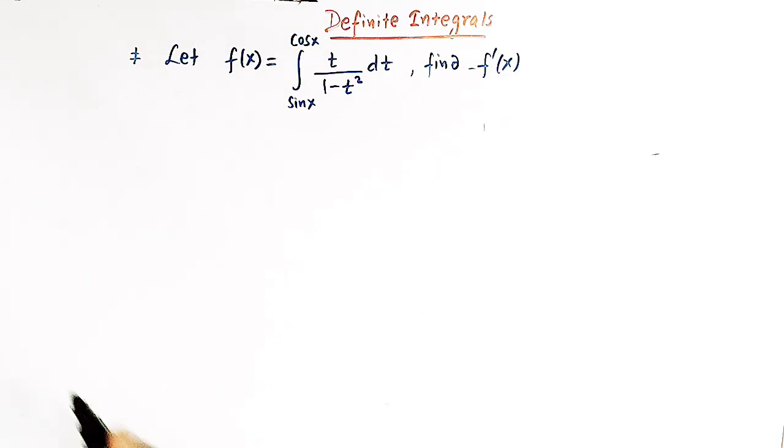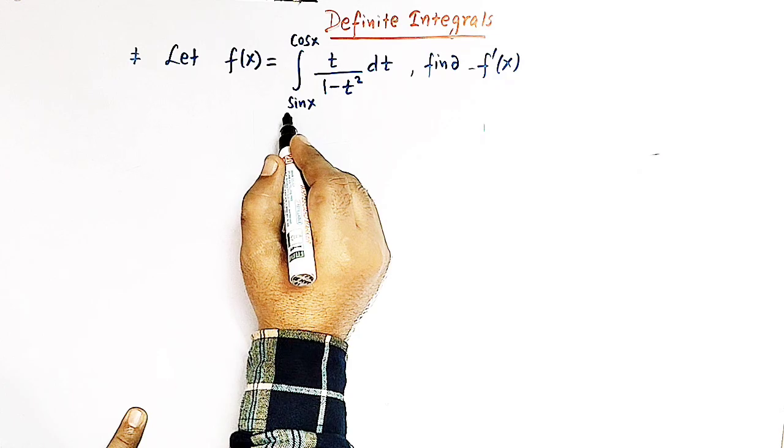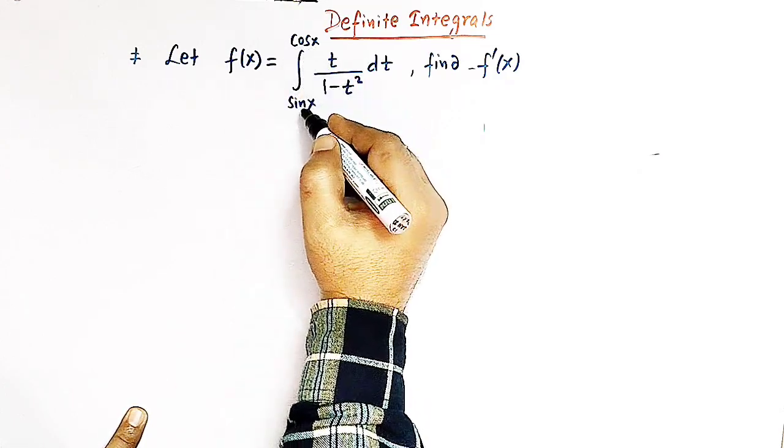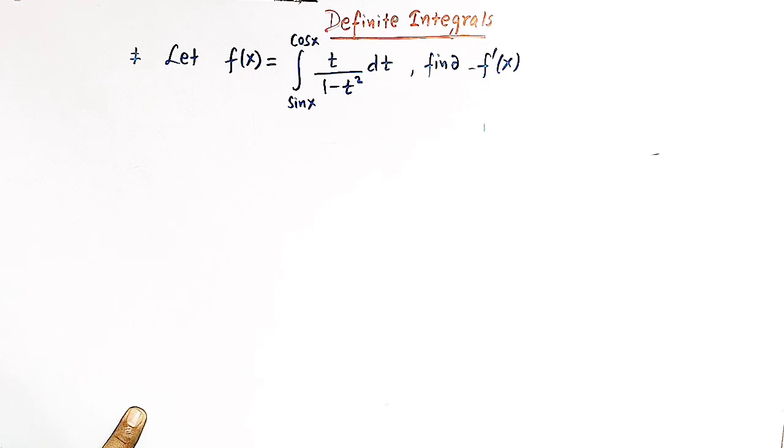So here we see that the lower limit is sine x and the upper limit is cosine x, and both the limits are functions of x, right? So let us first quickly see the statement of Leibniz integral rule.